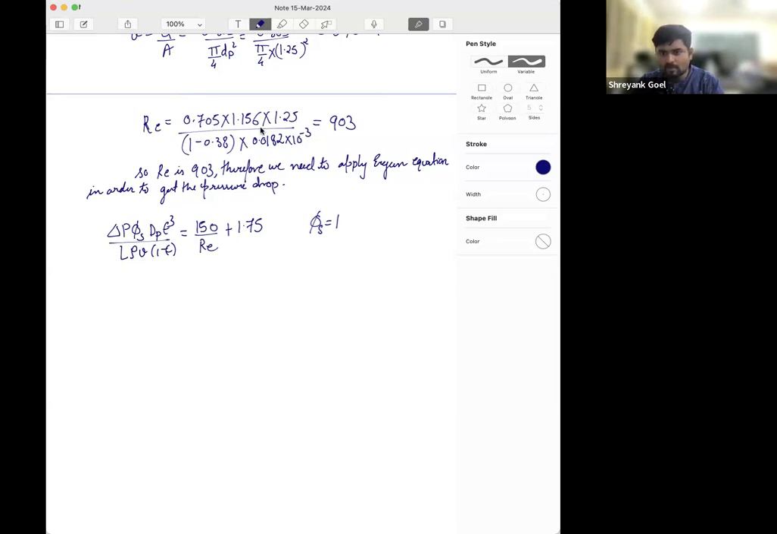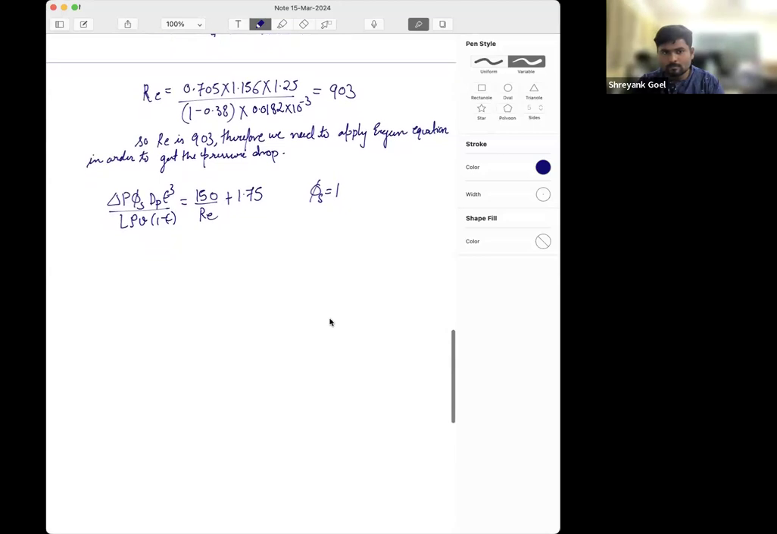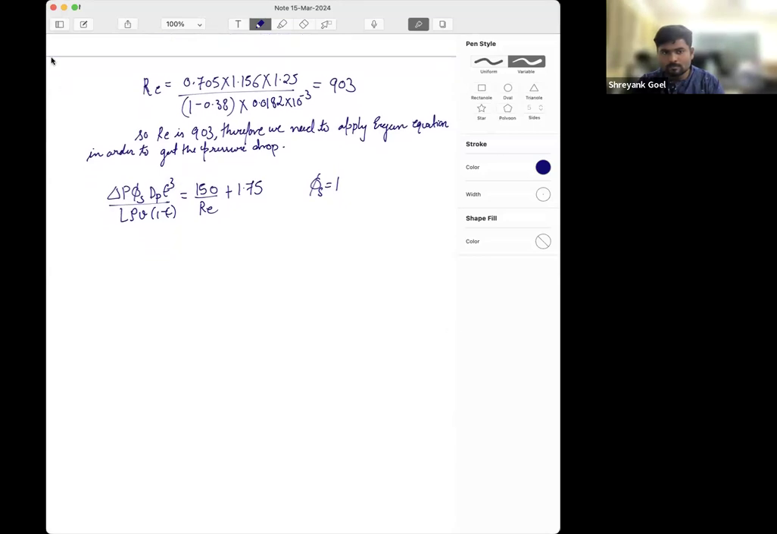So what's the reason for not calculating? Anyway, you just have to apply this formula. Everything is ready, and the correct answer for this is delta P is 2492.92 Newton per meter square.